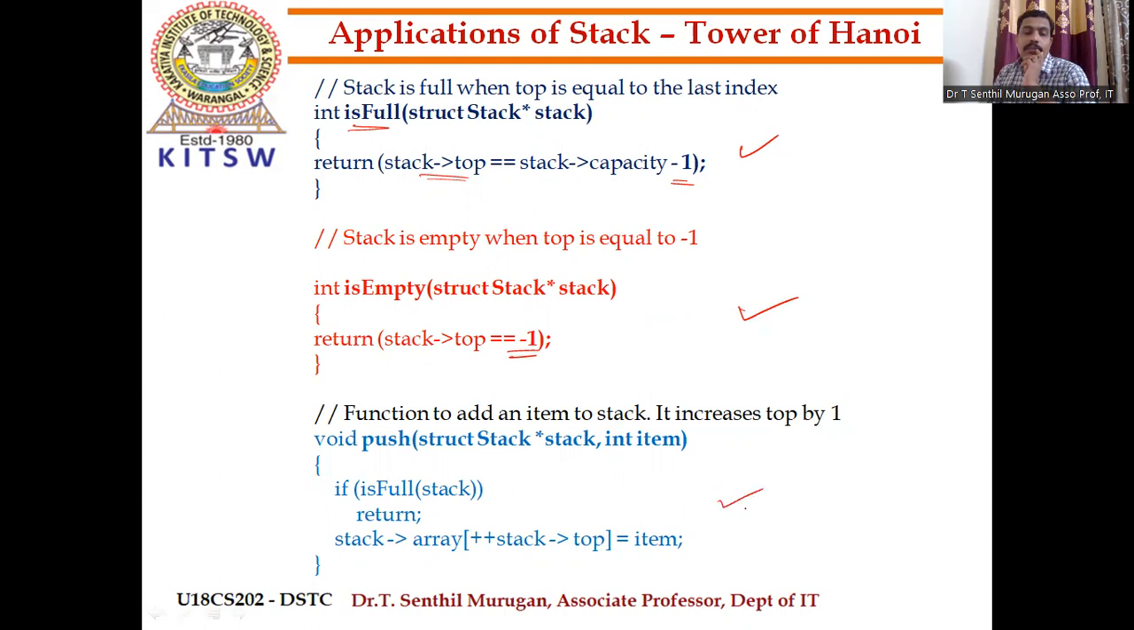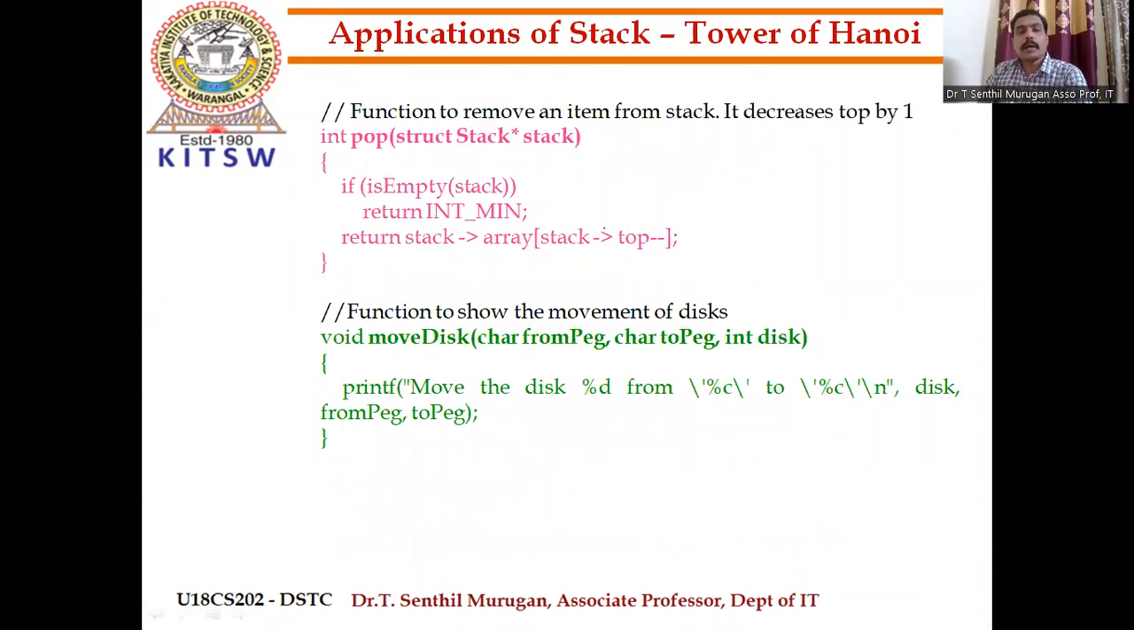Then for the push operation, we have to insert an element. We check whether it is full or not. If it is full, just return, because we are unable to insert. If not, we do stack array of plus plus stack top. So the stack pointer will point to the next location of the created array, and there the value will be stored. For pop, again we check whether the stack is empty or not. If it is empty, it will return the minimum value. Otherwise it returns the array element at stack top, and top minus minus reduces the top pointer to the next element of the array.